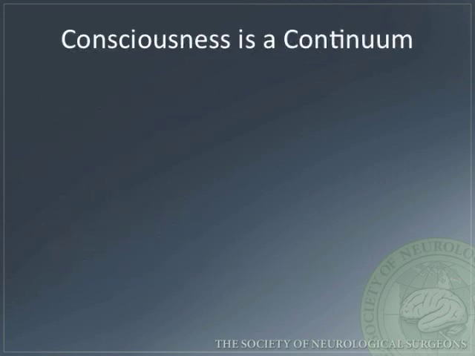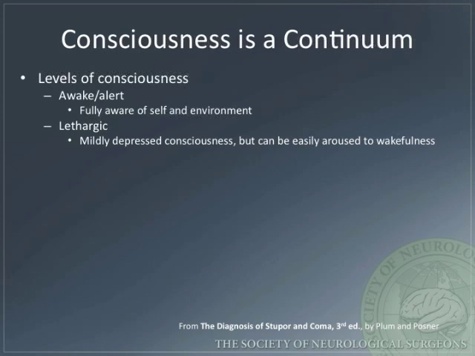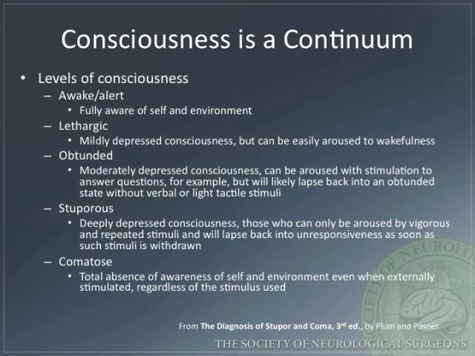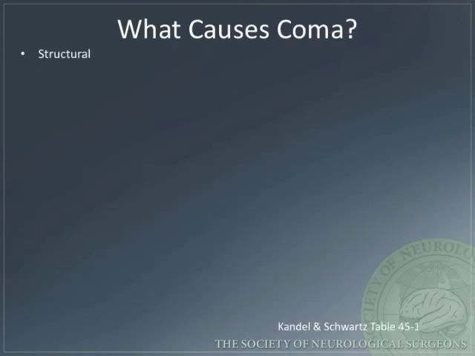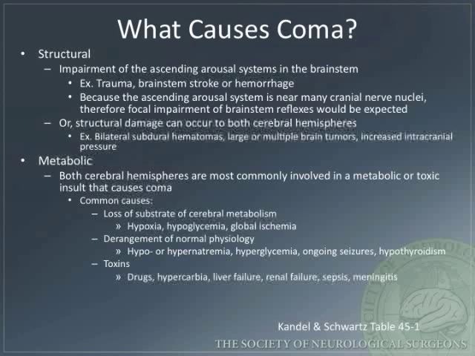Consciousness is a continuum. Levels of decreasing wakefulness are awake and alert, lethargic, obtunded, stuporous, and comatose. The causes of coma may be structural, with impairment of the ascending arousal systems of the brainstem, or bilateral cerebral hemispheric damage. It also may be secondary to metabolic derangement or toxic in nature.